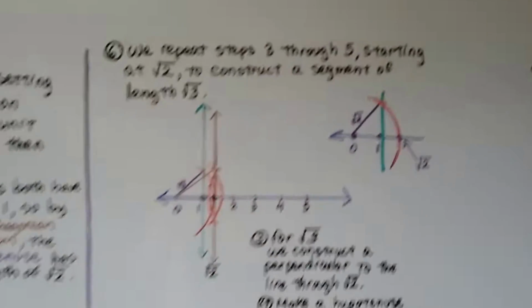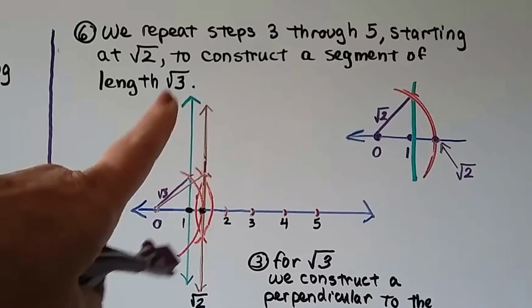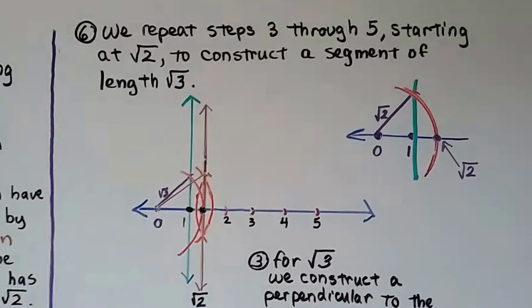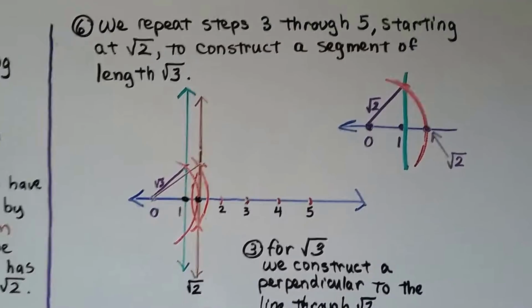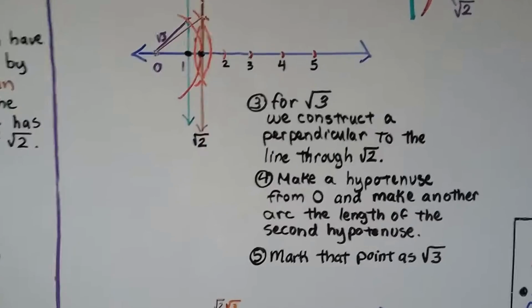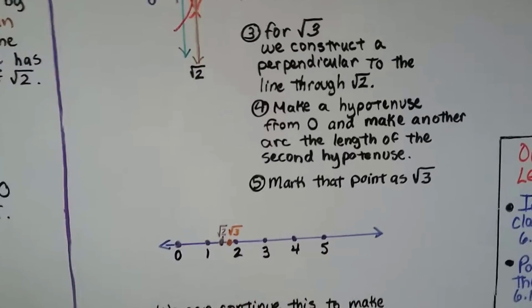And we repeat steps 3 through 5, starting at square root of 2. We construct a perpendicular line, we do the hypotenuse, we make the arcs, and we keep going, and eventually we're going to have square root of 3, square root of 4, all the way down our line, okay?